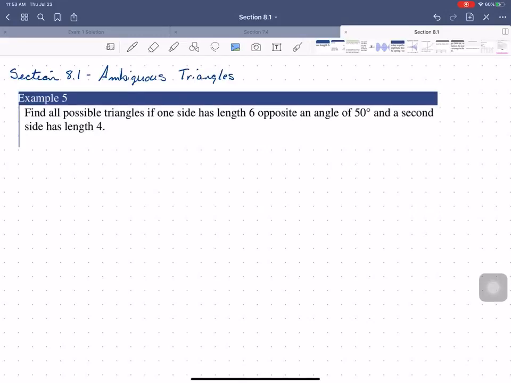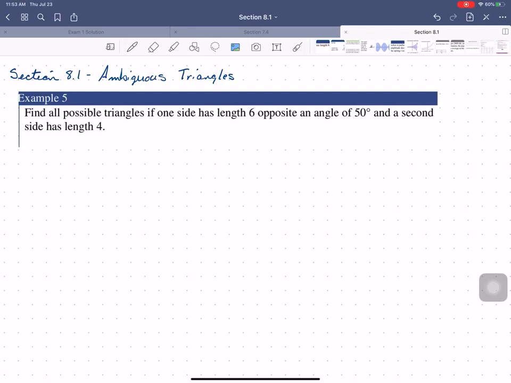Hi, welcome back. So we've talked about the law of sines, and we solved a couple of problems. I want to caution you that sometimes it's possible to have more than one solution.